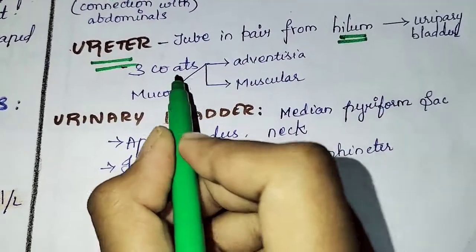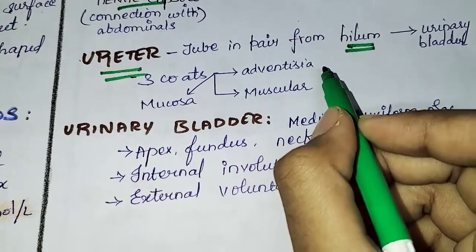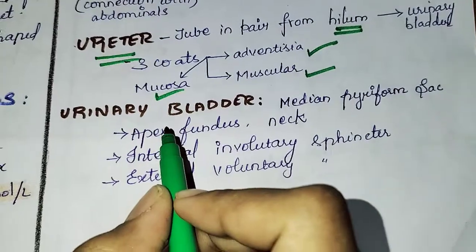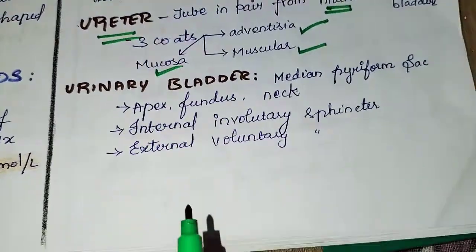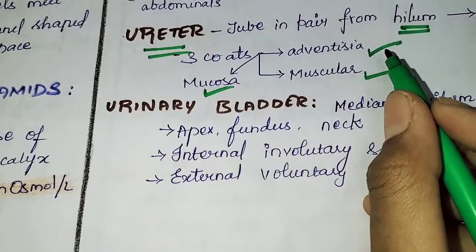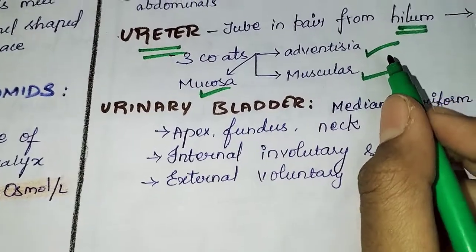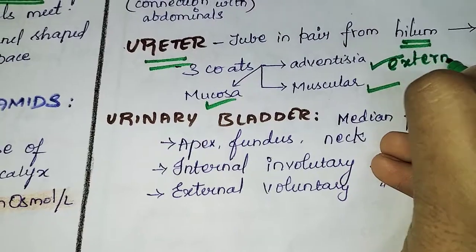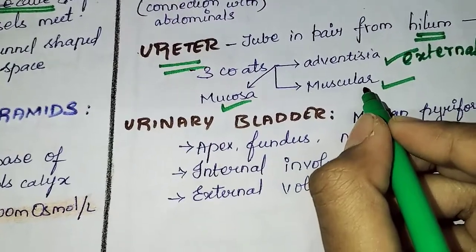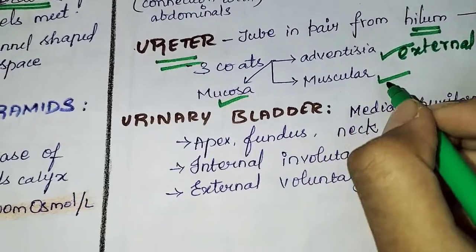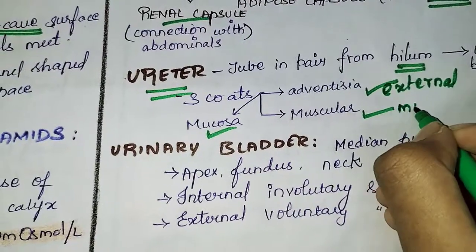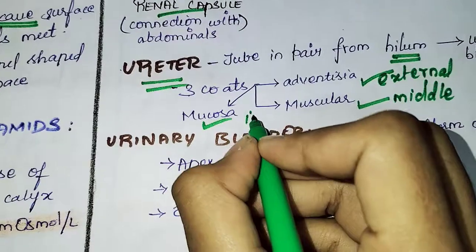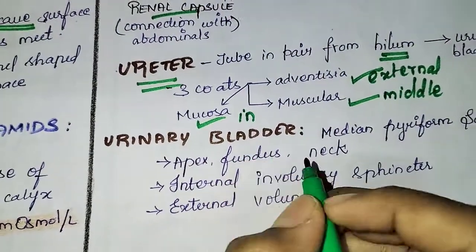We have three coats in the ureter. What are they? Adventitia, muscular and mucosa layers. Before that, adventitia is the external layer. This is external. The muscular is the middle, and mucosa is internal.